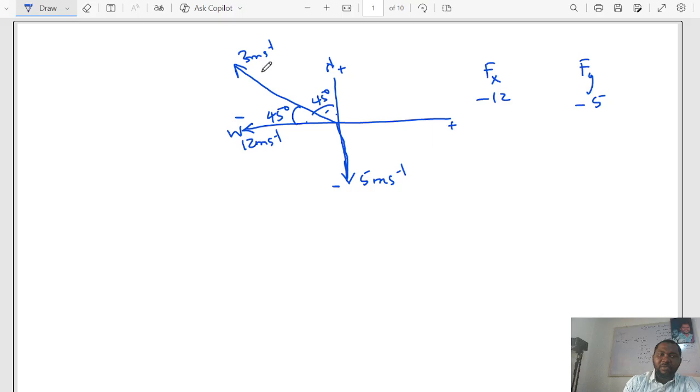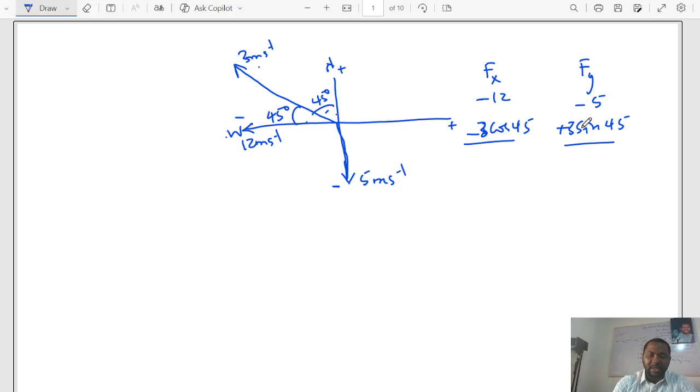The horizontal component of this is 3 cos 45, and it's going to be negative because it resolves to the negative x-axis. For this one, the vertical component is 3 sin 45, but in this case it's going to be positive because you are resolving to the positive y-axis. So let's add this and see.